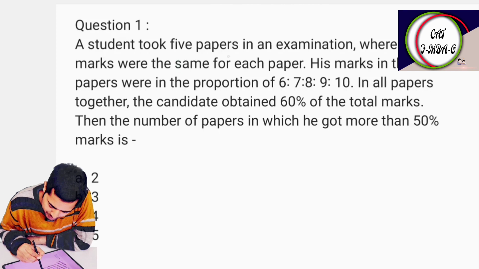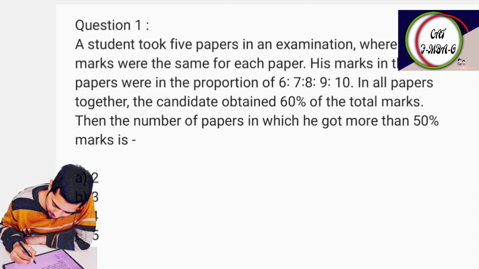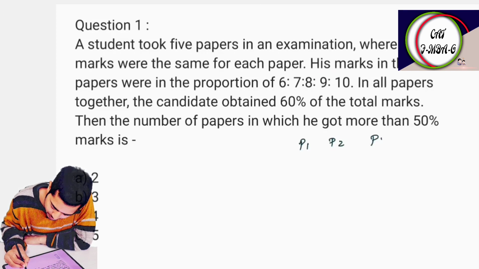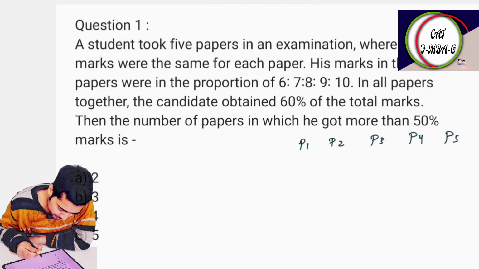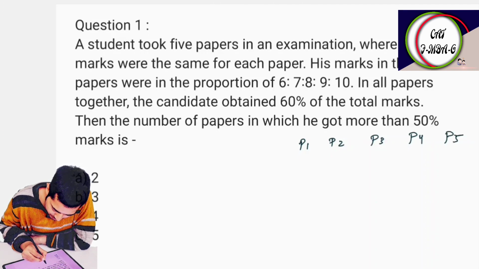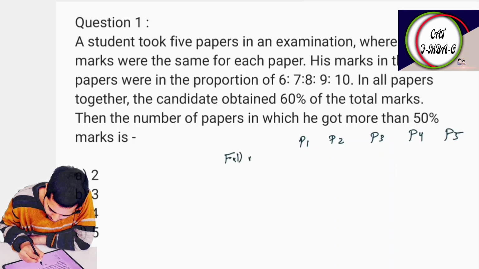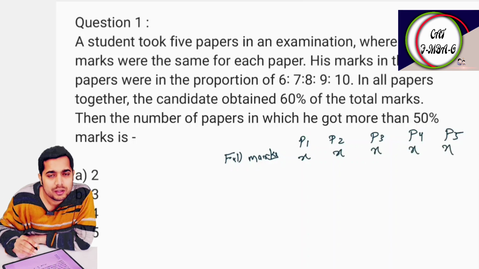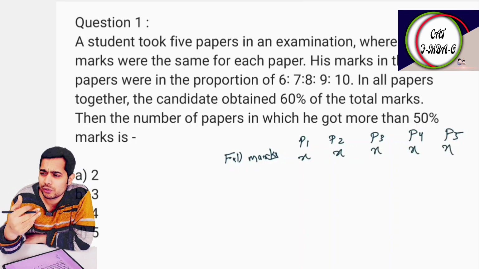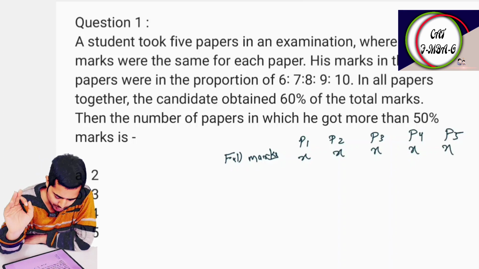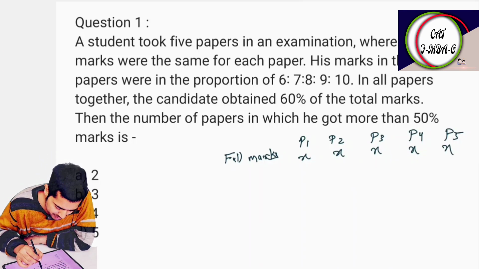A student took 5 papers in an examination where the full marks were the same for each paper. Okay. So let's say a student took 5 papers: paper 1, paper 2, paper 3, paper 4, paper 5, where the full marks were the same for each paper. Let us say the full or maximum marks was x for each. You can take any number x, or you can take 10x or 100x, whatever you like. I am taking x. His marks in these papers are in the proportion 6:7:8:9:10.